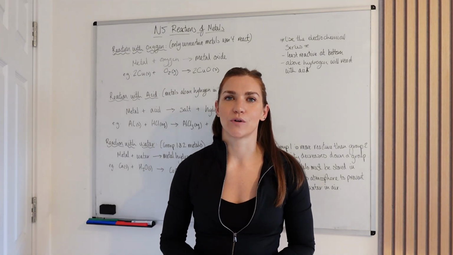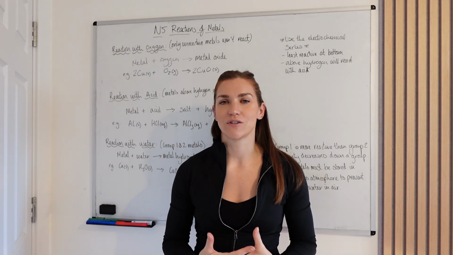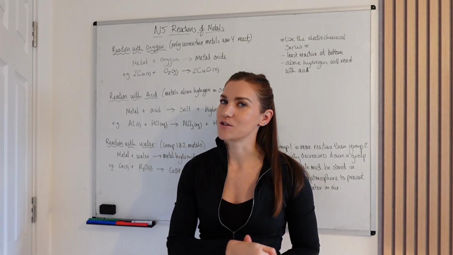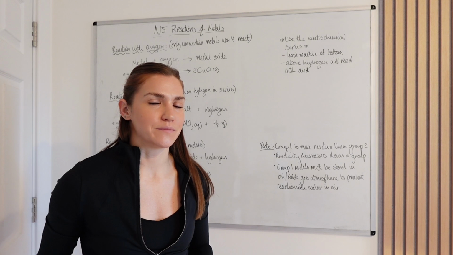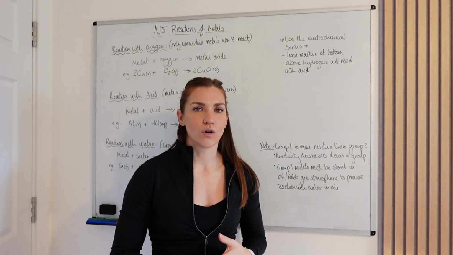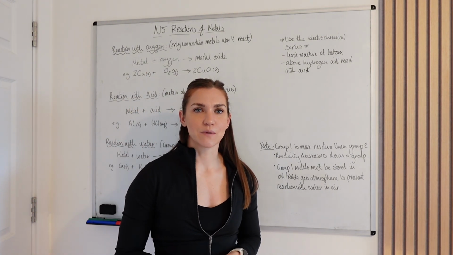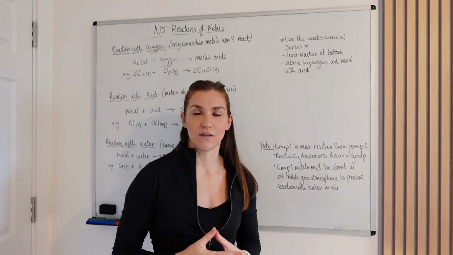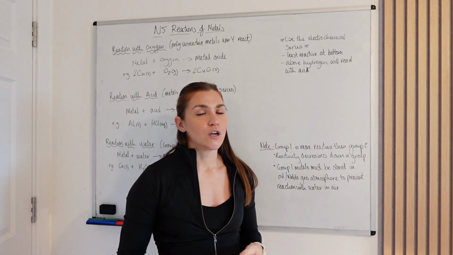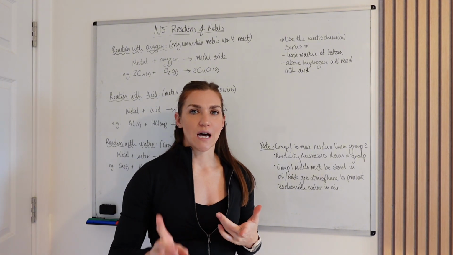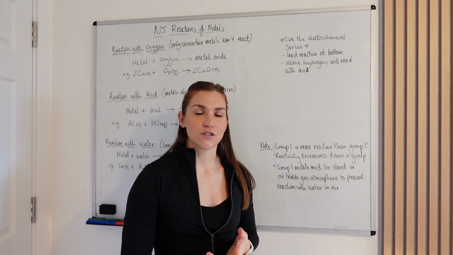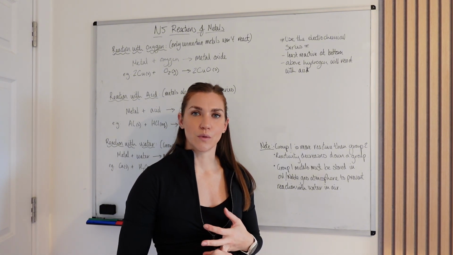In this video we're going to go over reactions of metals in relation to the National 5 chemistry course. When it comes to reactions of metals, you need to know what substances different metals can react with and what is produced when they do react with those substances. The three substances you tend to look at are reaction with oxygen, reaction with acid and reaction with water.